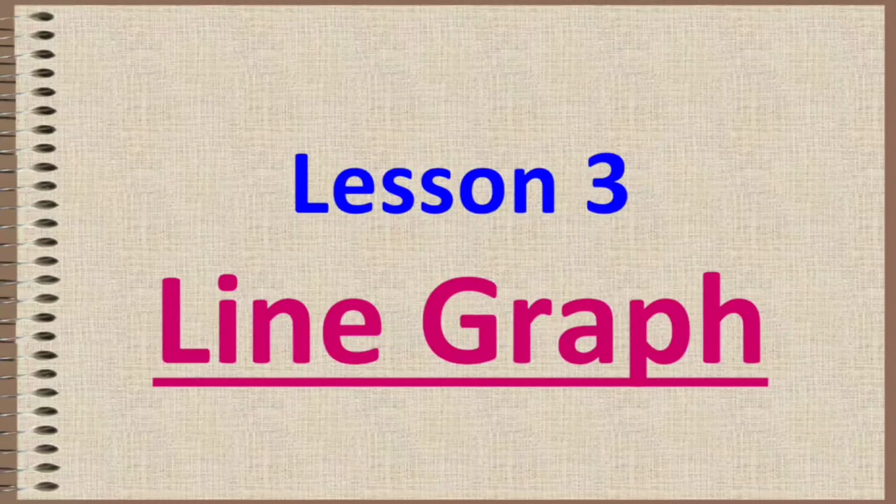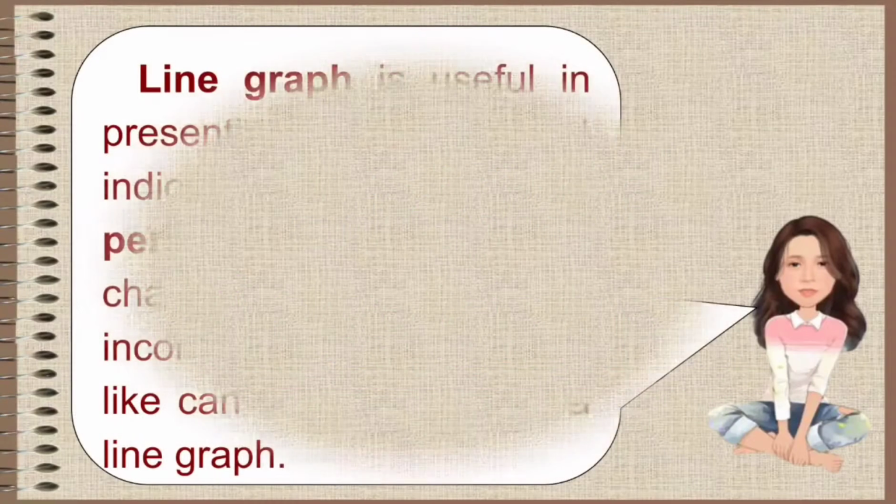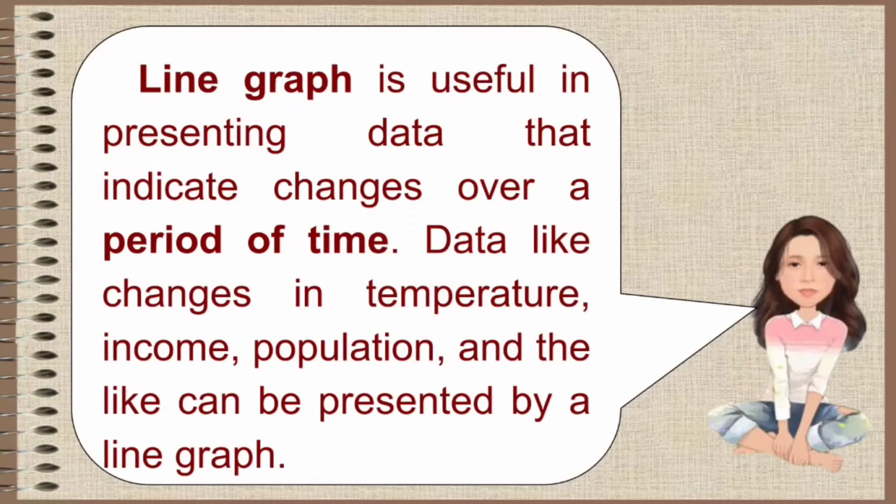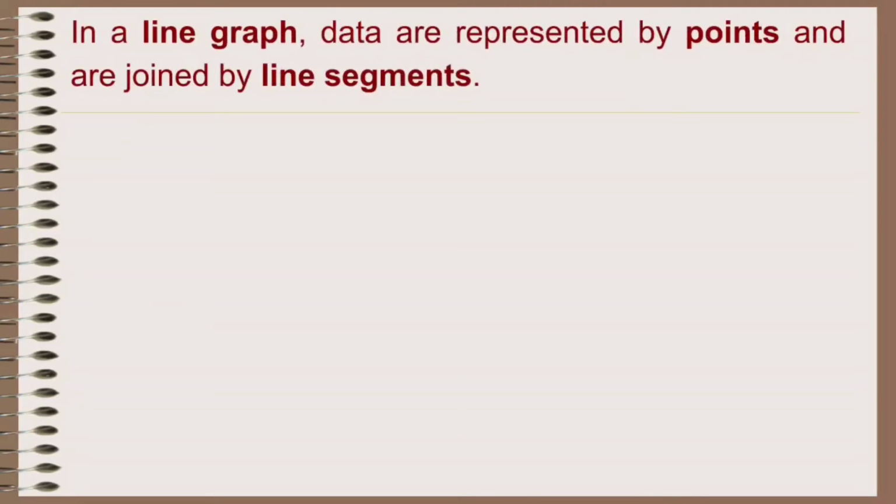So let's proceed to lesson 3, which is the line graph. A line graph is useful in presenting data that indicate changes over a period of time. Usually, data like changes in temperature, income, population, and the like can be presented by a line graph. It is more on a period of time. We have a line graph.